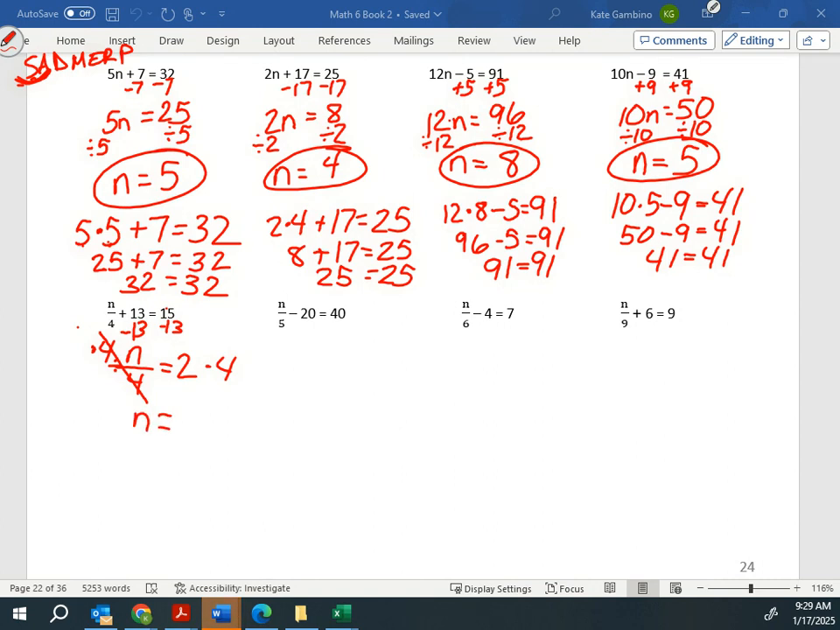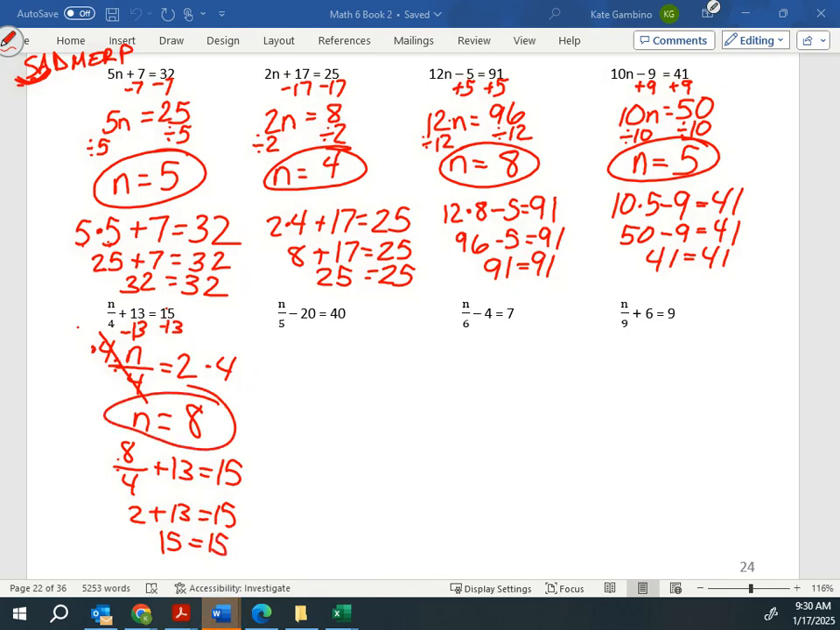2 times 4 is 8. So now I'm going to plug in that 8 for the n. So 8 over 4 plus 13 equals 15. 8 over 4 is 8 divided by 4, which is 2, plus 13 equals 15. 2 plus 13 is 15. 15 equals 15, so n is 8.